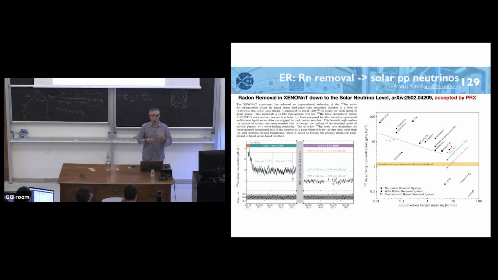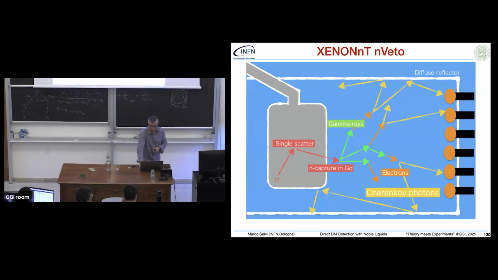We need, for the next generation, to decrease the radon level further, but we can do it by a factor of 4 or 5. After that, anyway, neutrinos are there. So this is an important result that can also be used to study solar PP neutrinos, and this is what we hope to do.